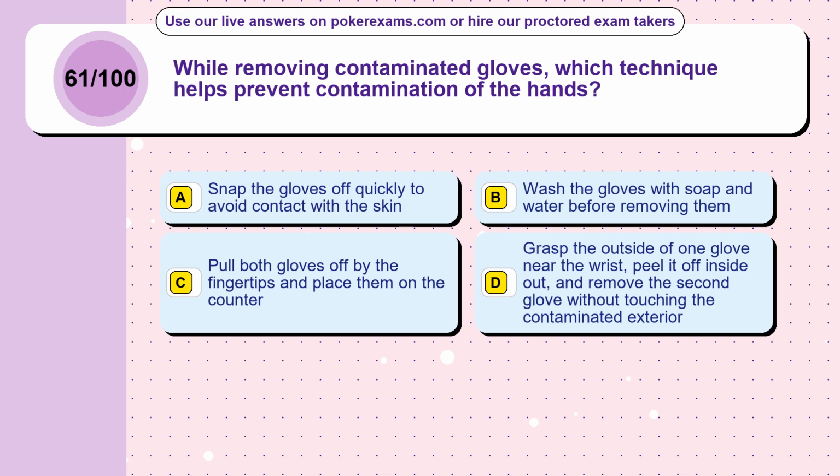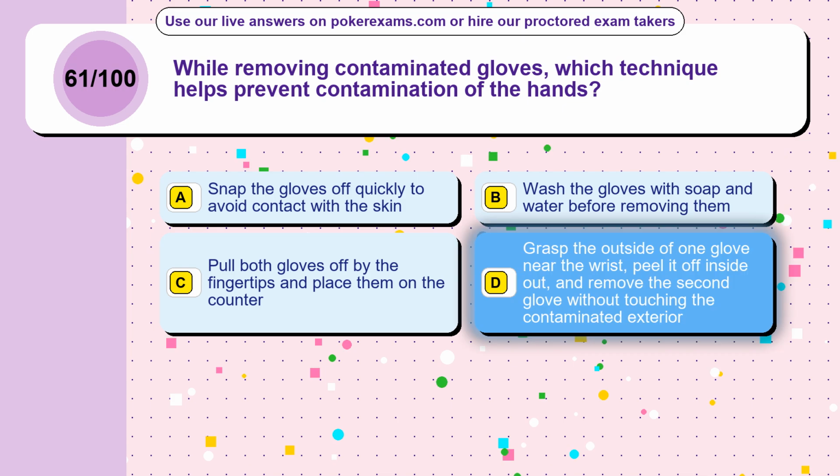Option D. Grasp the outside of one glove near the wrist, peel it off inside out, and remove the second glove without touching the contaminated exterior. The correct answer is option D.